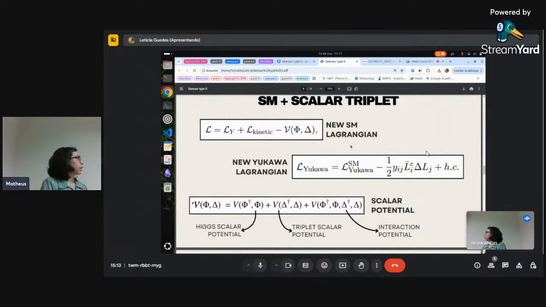As we are adding the Higgs, the scalar Lagrangian will be modified in the standard model, as well as the Yukawa Lagrangian. So the Yukawa Lagrangian will have this. You see my cursor? You have this type of interaction, Majorana, and the scalar potential. In the scalar potential, we'll have the Higgs scalar potential, as we know, the triplet scalar potential, and the interaction potential, the mixture between both.